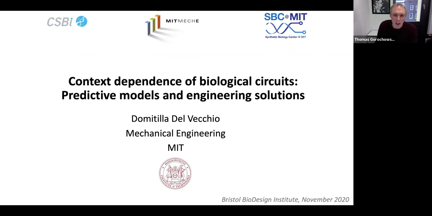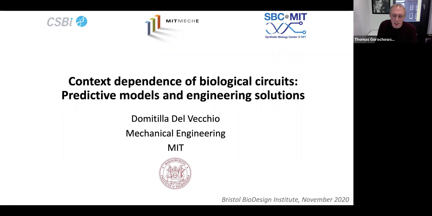So to start, I just want to say it's a real pleasure to have Domitilla Del Vecchio here today. Domitilla is a professor in the Department of Mechanical Engineering at the Massachusetts Institute of Technology, and also a member of the Synthetic Biology Center they have there at MIT. Domitilla's background is actually in dynamical systems and control theory, and she obtained her PhD from Caltech, working with Richard Murray, and then moved to the University of Michigan, Ann Arbor as an assistant professor, and then later on in 2010 she took up her position at MIT in the Department of Mechanical Engineering. She's had numerous awards, and a few of them include the NSF Career Award in 2007, the Donald P. Eckman Award from the American Automatic Control Council in 2010, and more recently was a Bose Research Award participant.